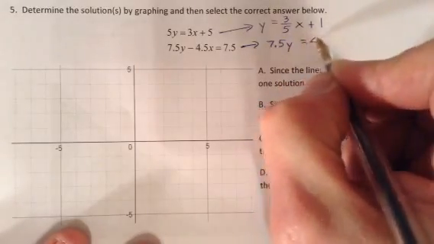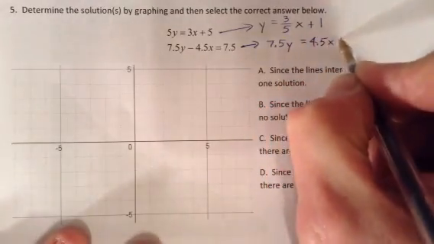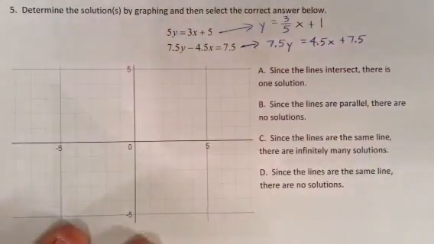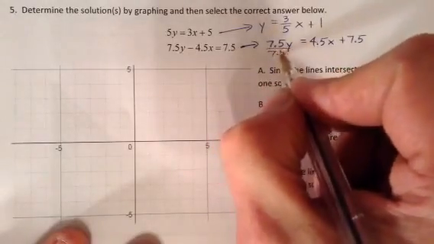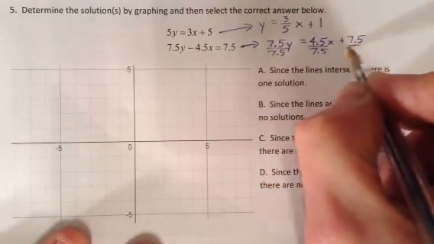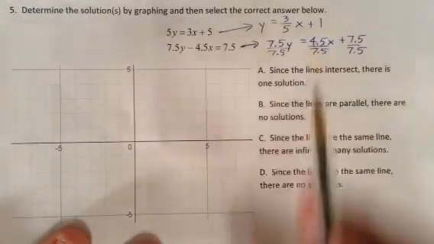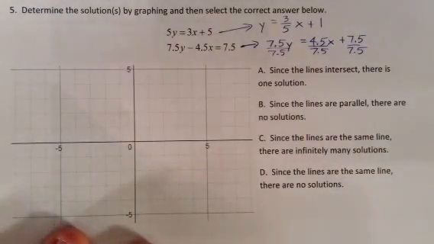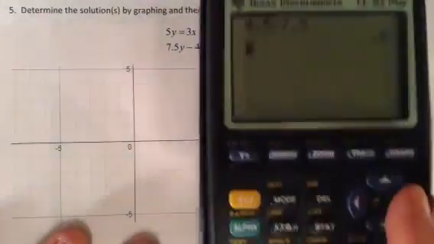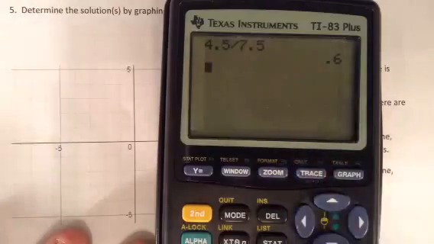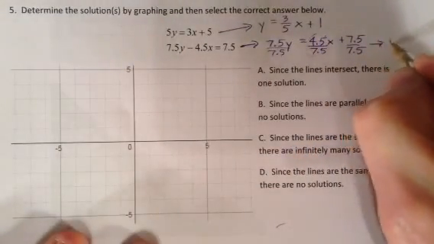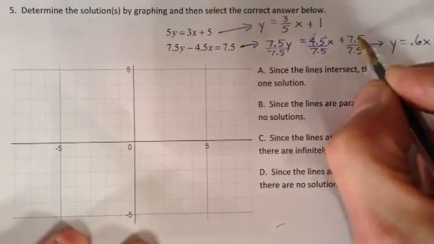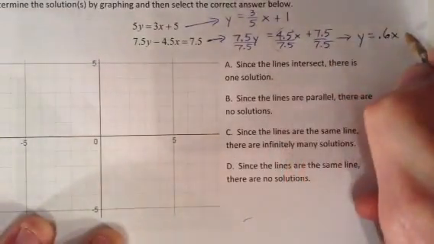7.5y is going to be equal to 4.5x plus 7.5. I know there's a lot of decimals, but hey, your calculator will clean things up. I'm going to divide everything by 7.5. If you take a calculator and go ahead and divide 4.5 by 7.5, you get 0.6. So my slope is going to be 0.6. So now I have y is equal to 0.6x, and 7.5 divided by itself is 1.